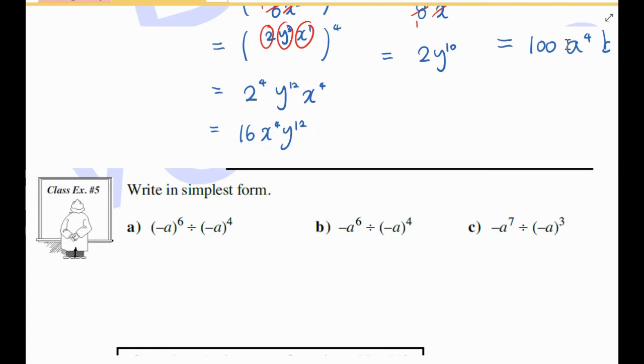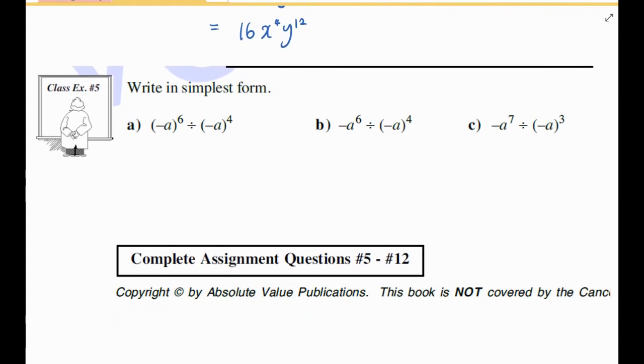Next question. Example 5. Write in simplest form. Okay, I want you to pause the video again. I want you to try those 3 questions by yourself. Alright, have you tried the questions?